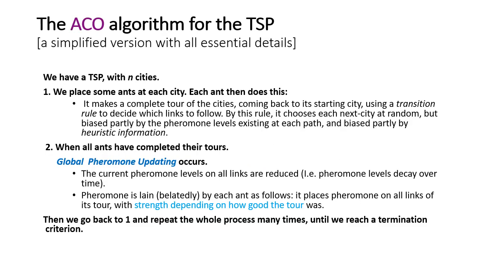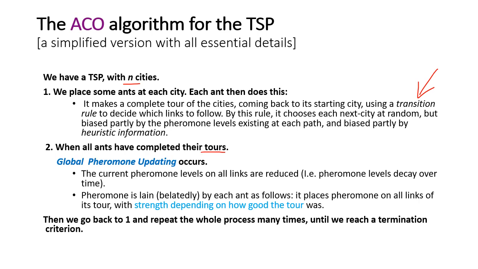This is the ACO algorithm for the traveling salesman problem, summarizing what we have discussed with the example of Anthony, Anjali, and Annie. So we have a TSP with N cities, and we place some ants at each city. Each ant will then do this. When all ants have completed their tours, global pheromone updating occurs.